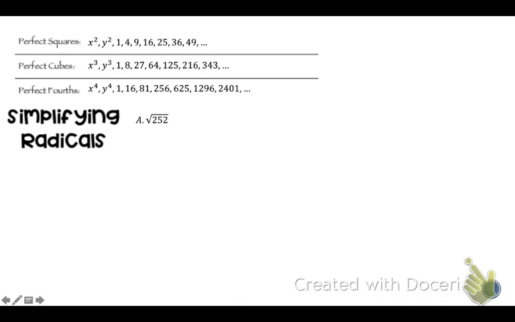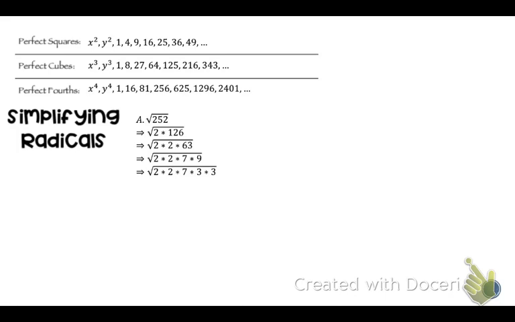So we're going to get into simplifying radicals. And the easiest way to simplify radicals is to get it down to its prime factorization. Okay? So if we break this down, I know that 252 is the same as 2 times 126. Well, I can break down the 126. 126 is the same as 2 times 63. 63 is the same as 7 times 9. 7 is prime, 9's not, so 9 breaks down to 3 times 3.